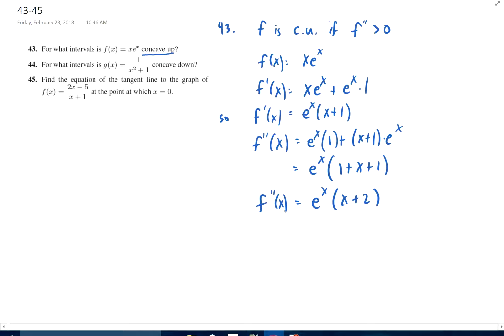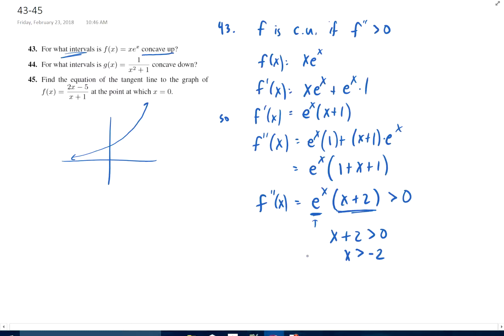Okay, so now this one involves a little bit of thinking on this part. I want to know, where is that greater than 0? Because it says for what intervals, so what x values? Well, I know e to the x is always positive no matter what, because I know that the graph of e to the x goes like this. So we're kind of pulling a bunch of things together here. So if this is always positive, we want to know, when is this positive? x plus 2 is positive whenever x is greater than negative 2. So if x is greater than negative 2, then f double prime of x is positive. So f is concave up.